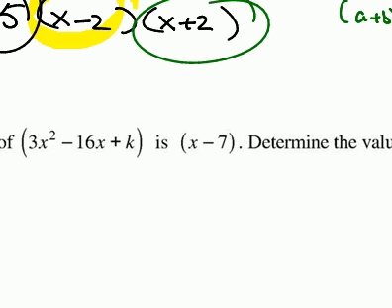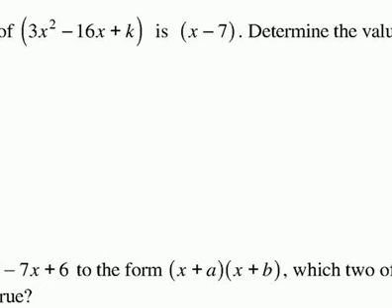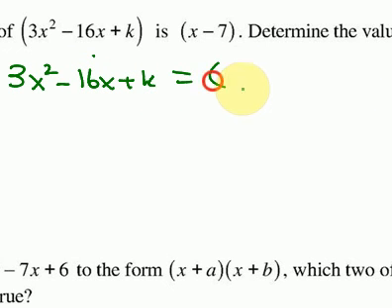Okay, 11, tricky. I've got 10 minutes. Let's see if I can do all this really quickly for you. Okay? 11, one of the factors is this. The other one is that. Okay, what's going on? What they're saying here is 3x squared minus 16x plus k. If I factor it, one of the factors is x minus 7, and the other factor, I don't know. And I don't know k, but you're supposed to find out k. Whoa. How can we do that?